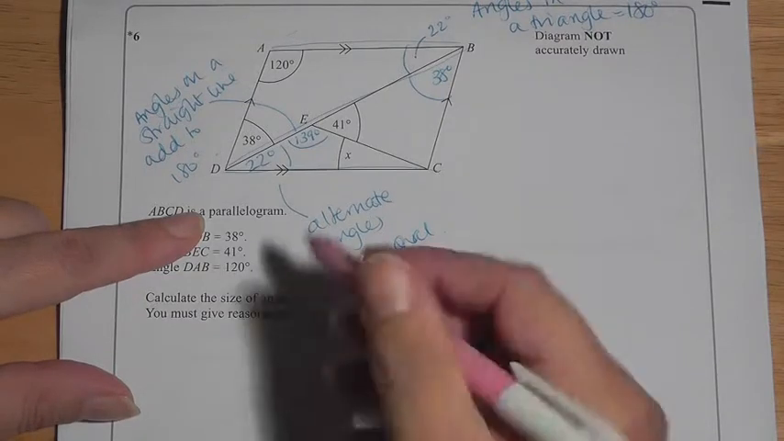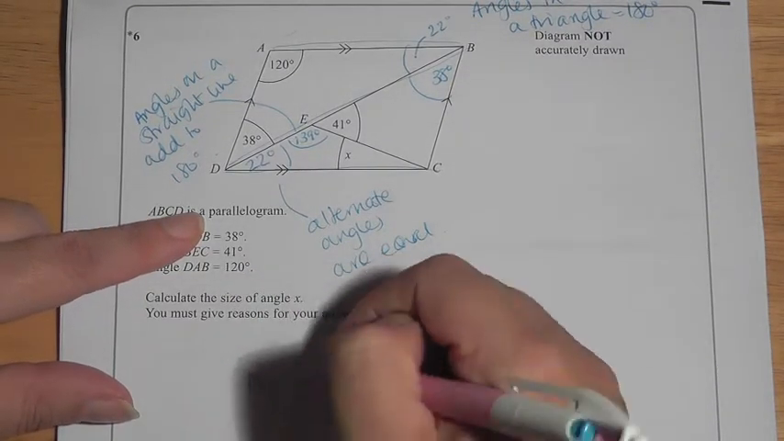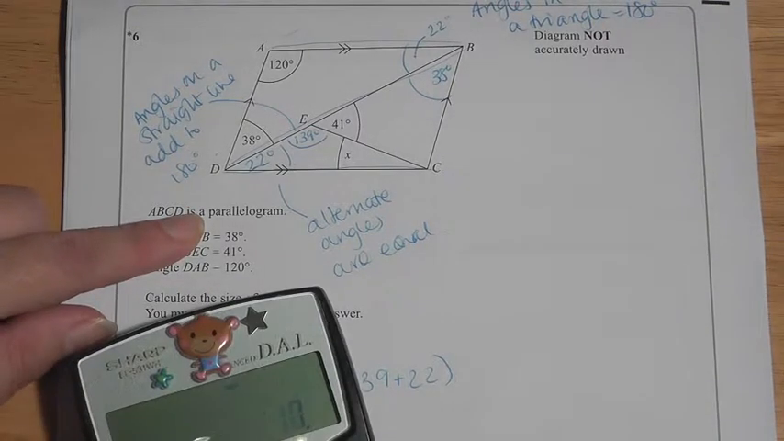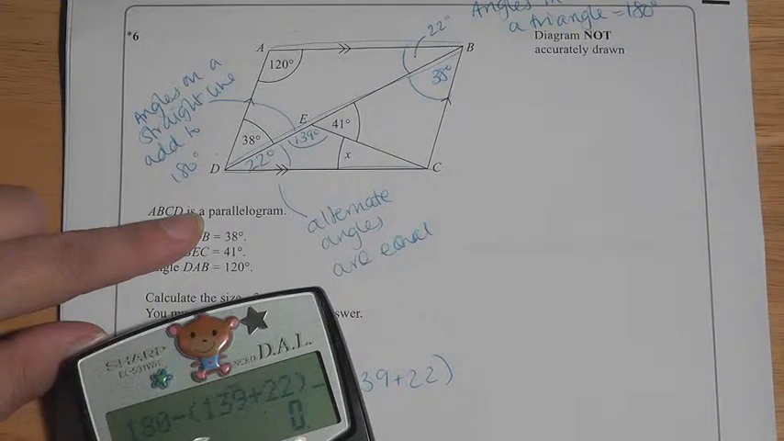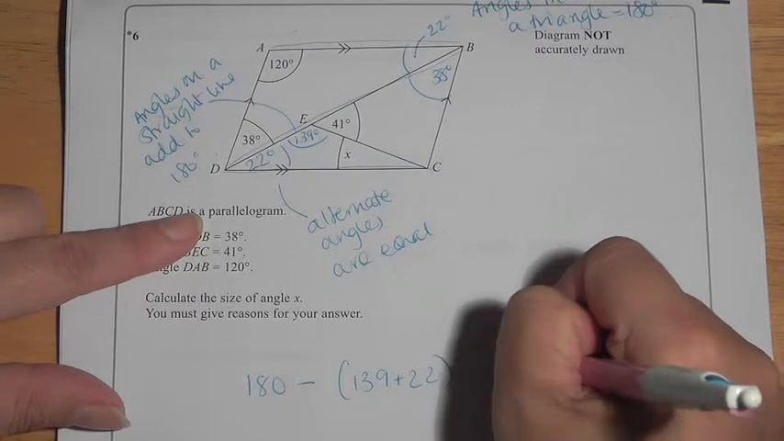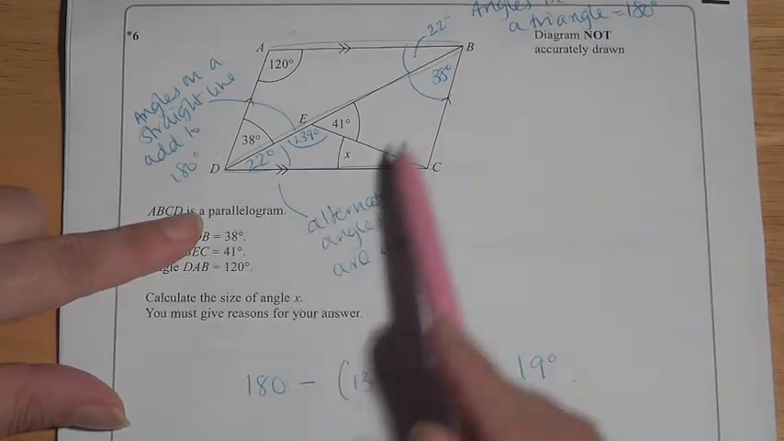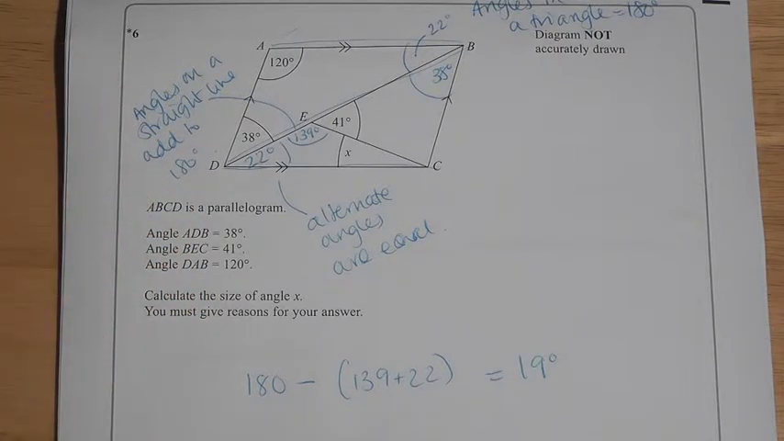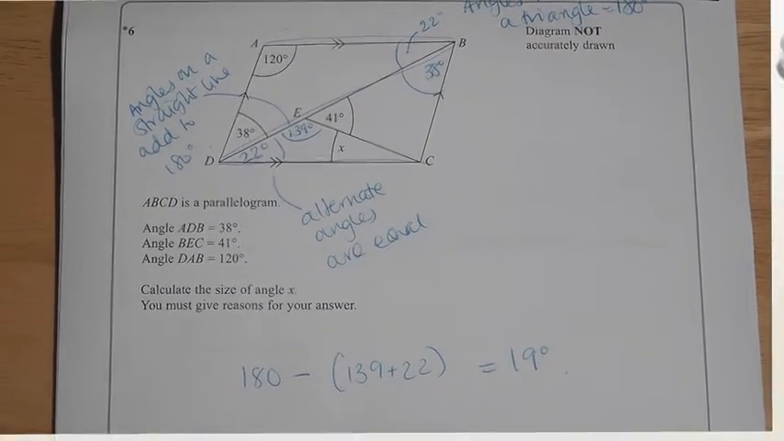So to find x, I'm going to do 180 minus 139 plus 22. And I'm doing it on the calculator because I want to make sure I don't drop marks because I've made a silly calculation error. So my answer is 19 degrees. Now if I've been labelling up here, I will have enough reasons to be able to get my reason mark. But your marks come from finding particular angles. I'm about to list them.